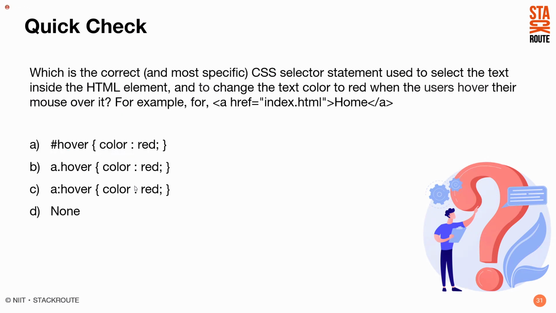Which is a correct CSS selector statement used to select the text inside HTML to change the text color to red when the user hovers their mouse over it? Option C. I have an anchor tag pointing to the index.html page. When I keep a mouse cursor hover, we cannot use hash or dot. We should use anchor colon, which falls under the category.